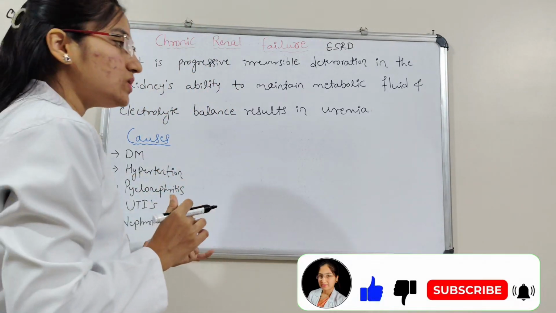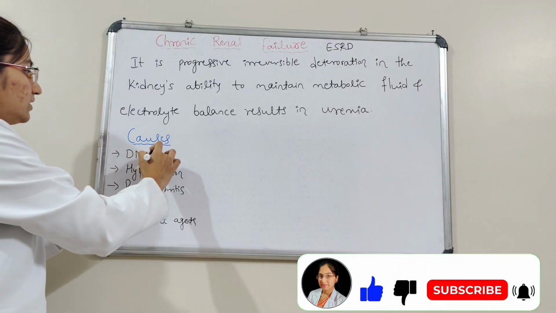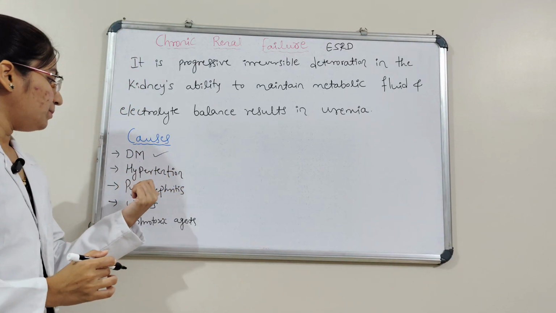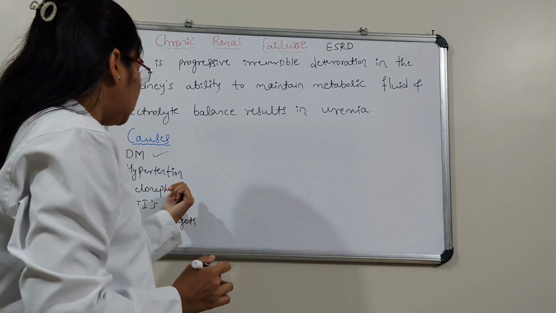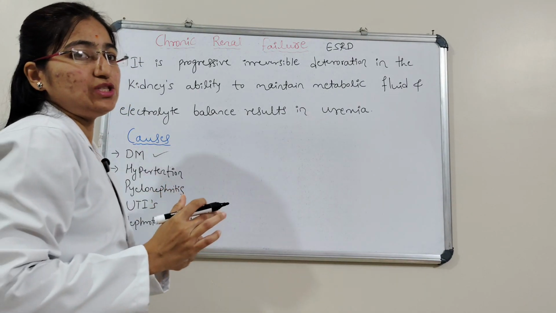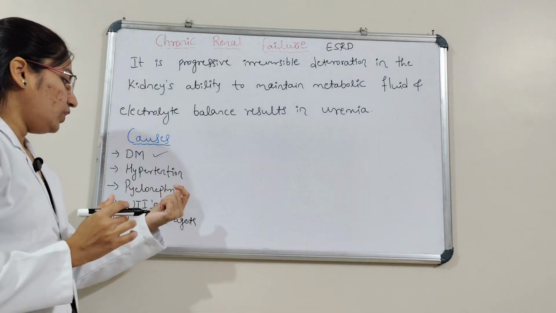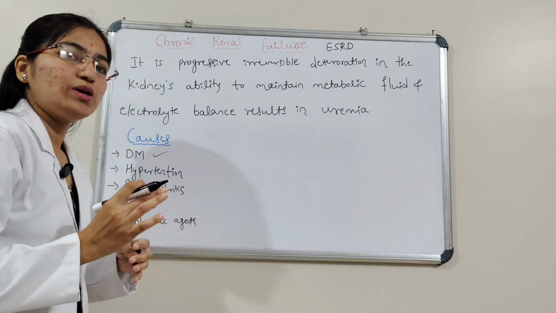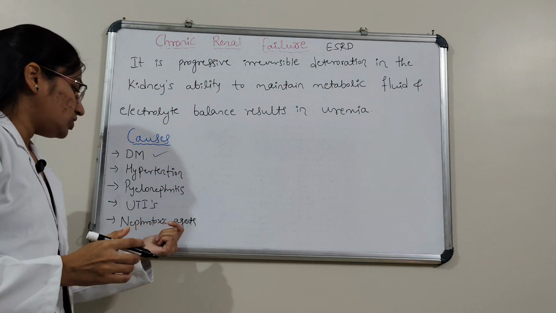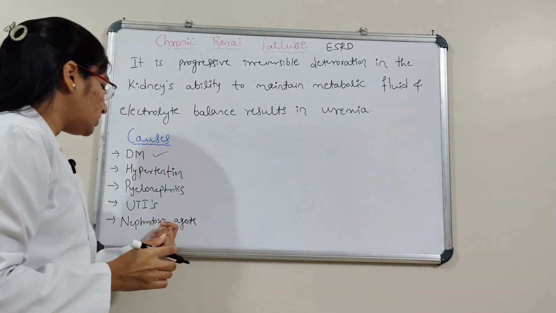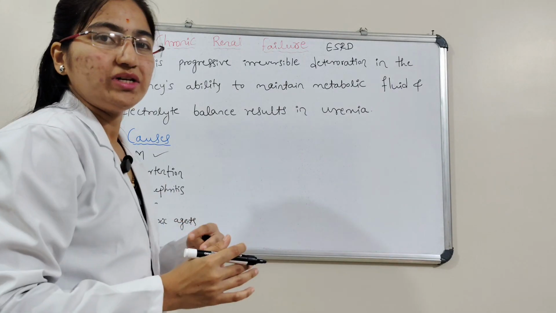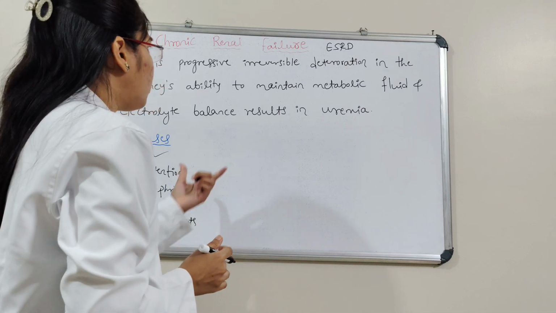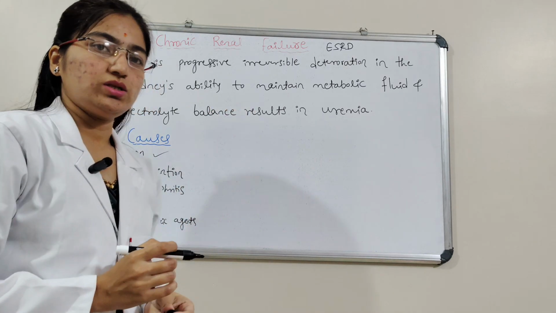Next, we will see the causes for this. First of all, diabetes mellitus can be the cause. Hypertension, high BP, and then pyelonephritis. Here, that is inflammation of the kidney due to the presence of bacteria. That is pyelonephritis. UTIs, urinary tract infections, or obstructions by calculi, tumor, etc. And then nephrotoxic agents, like excessive diuretics or NSAIDs, can be the cause. This is all about the definition and the causes.